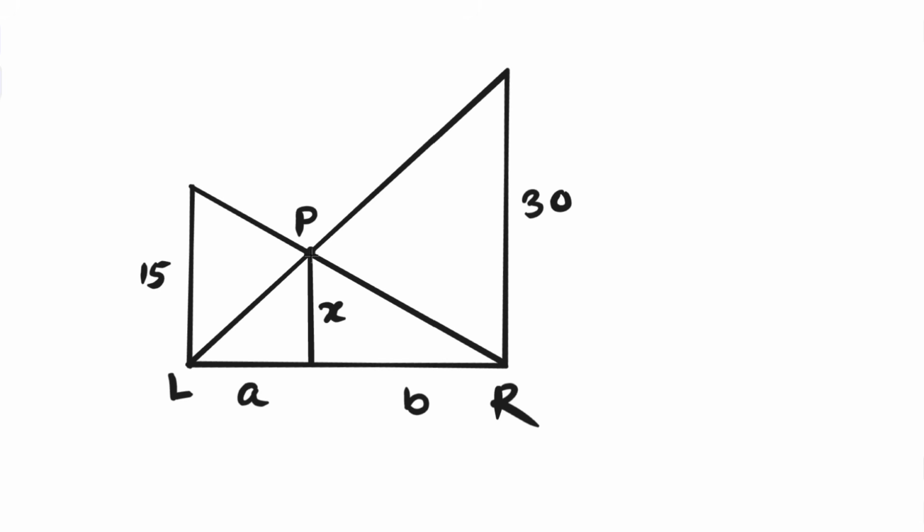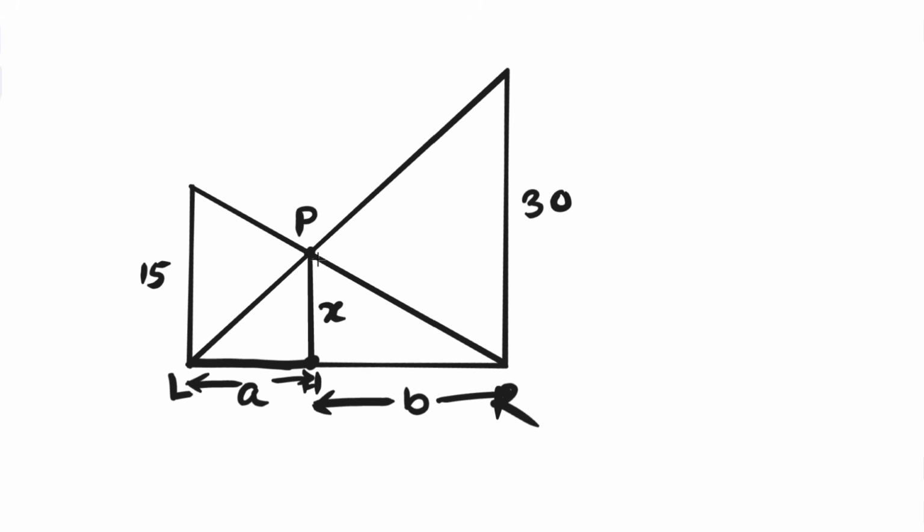From P, we drop a perpendicular to the horizontal base, meeting it at H, and the length of this perpendicular is x. We are also told that the horizontal distance from the left endpoint to H is A, while the distance from H to the right endpoint is B. Our goal is to determine x.